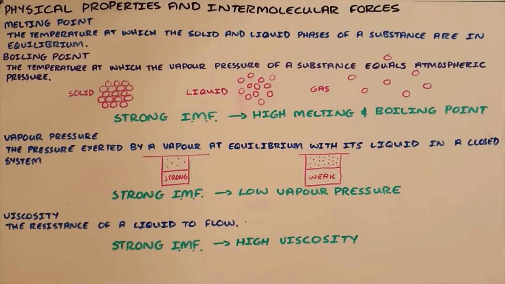The fourth and less common physical property is viscosity, which is the resistance of a liquid to flow, where a substance like honey would have a very high viscosity because it is very resistant to flow, and a substance like water would have a very low viscosity because it flows very easily. And that flow is essentially a measure of how strong the intermolecular forces are between particles. If the particles are held together by strong intermolecular forces, the substance does not easily flow, and as a result we say that strong intermolecular forces result in a high viscosity.